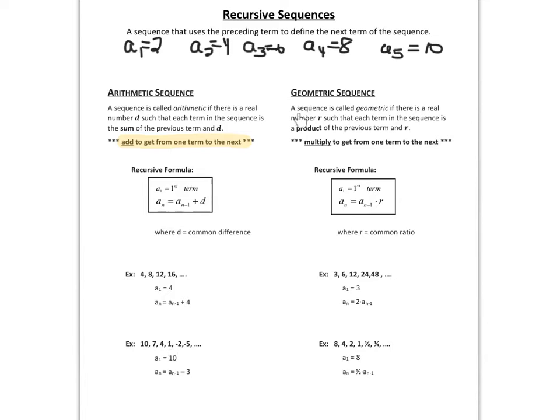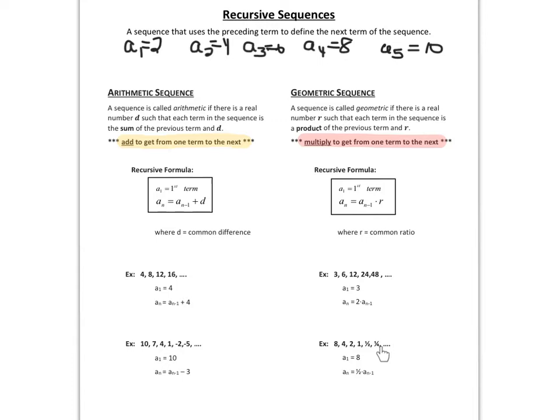Now let's look over here, geometric sequence. I'm going to highlight this because this is important. It means we're going to multiply to get from one term to the next. So here's an example of a geometric sequence: 3, 6, 12, 24. What are we multiplying by to get from one term to the next? Well, we're multiplying by 2. 3 times 2 is 6. 6 times 2 is 12. 12 times 2 is 24, and so on. And we put dot, dot, dot because it just keeps going.